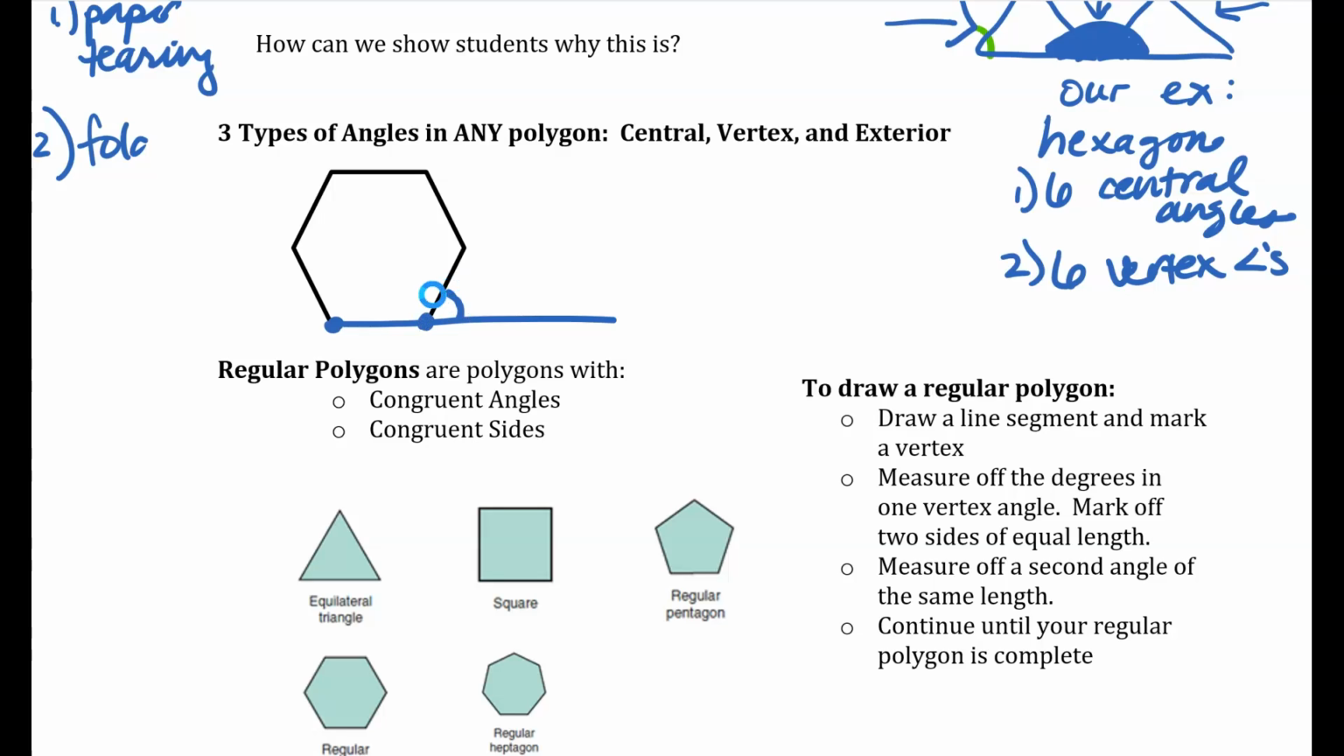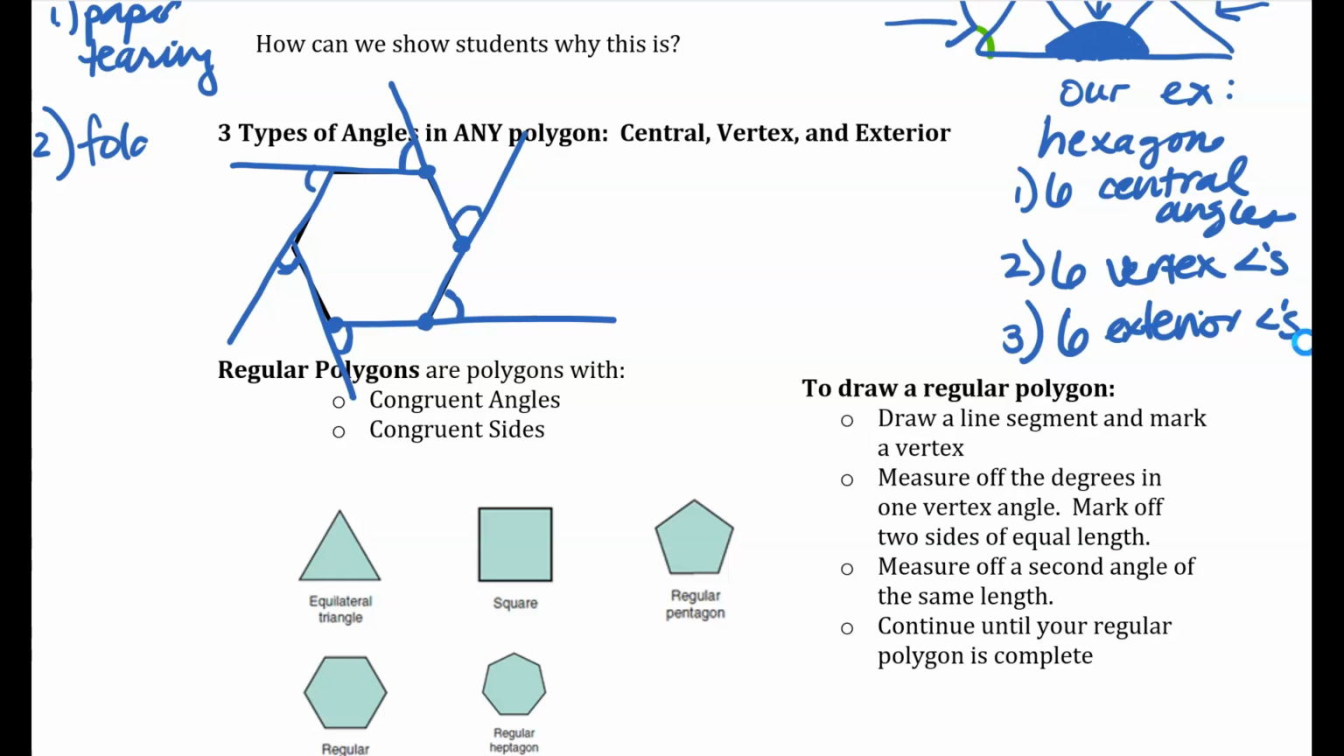And then you keep going. So you go to the next vertex and you do it again. And there's an exterior angle. You go to the next vertex and you extend the side and there's your next one. And then you go to the next vertex. And so you keep going till it looks like one of those straw hats. And so we end up forming 6 exterior angles.